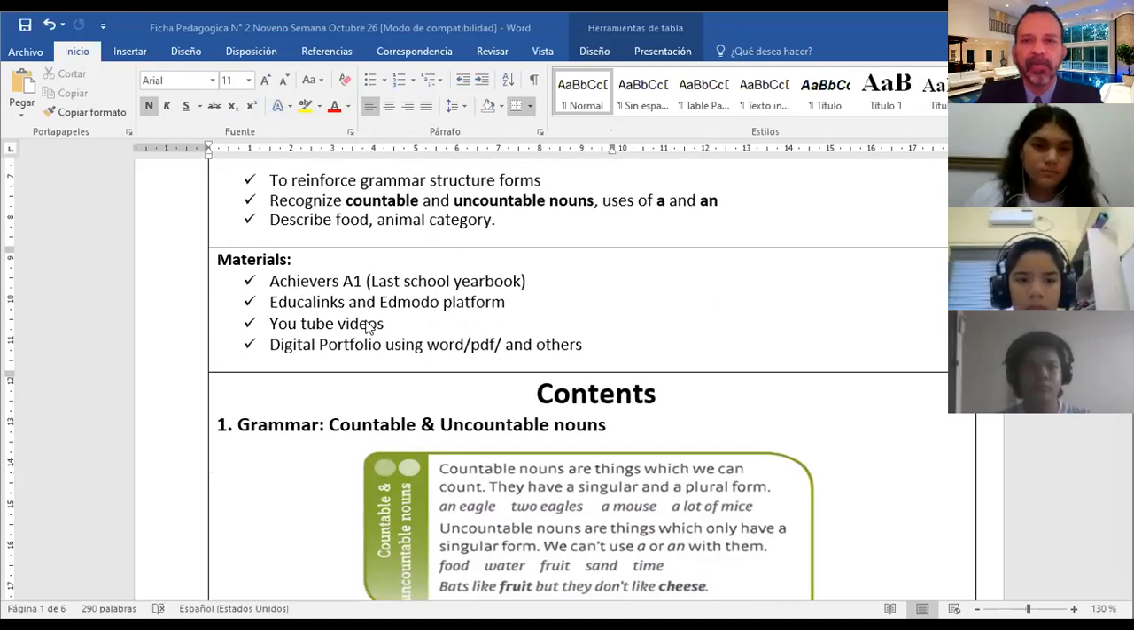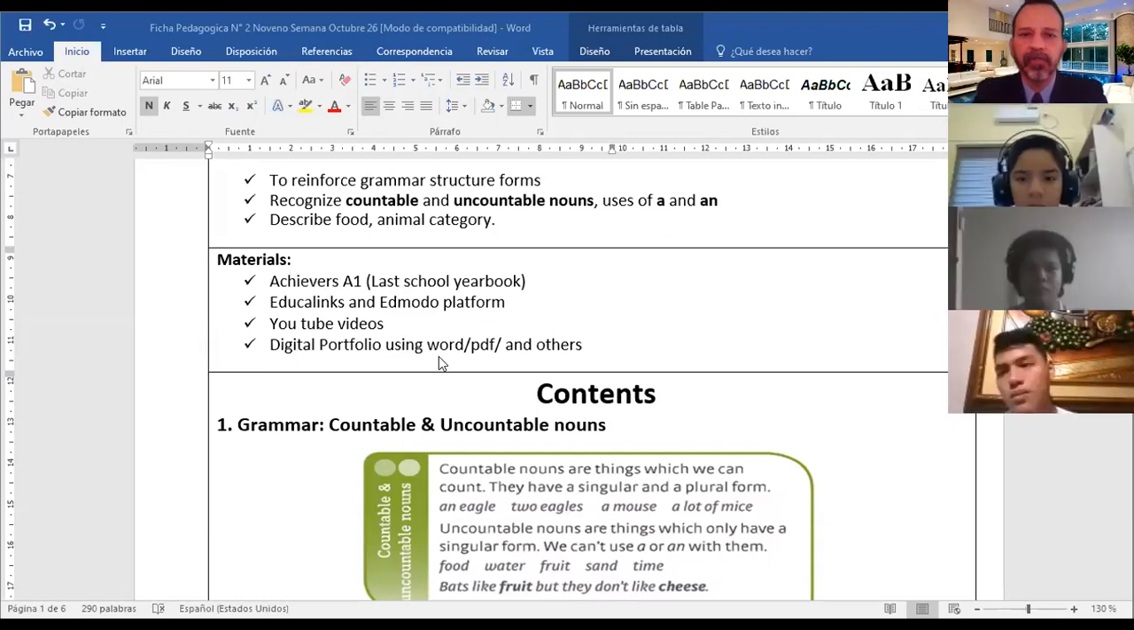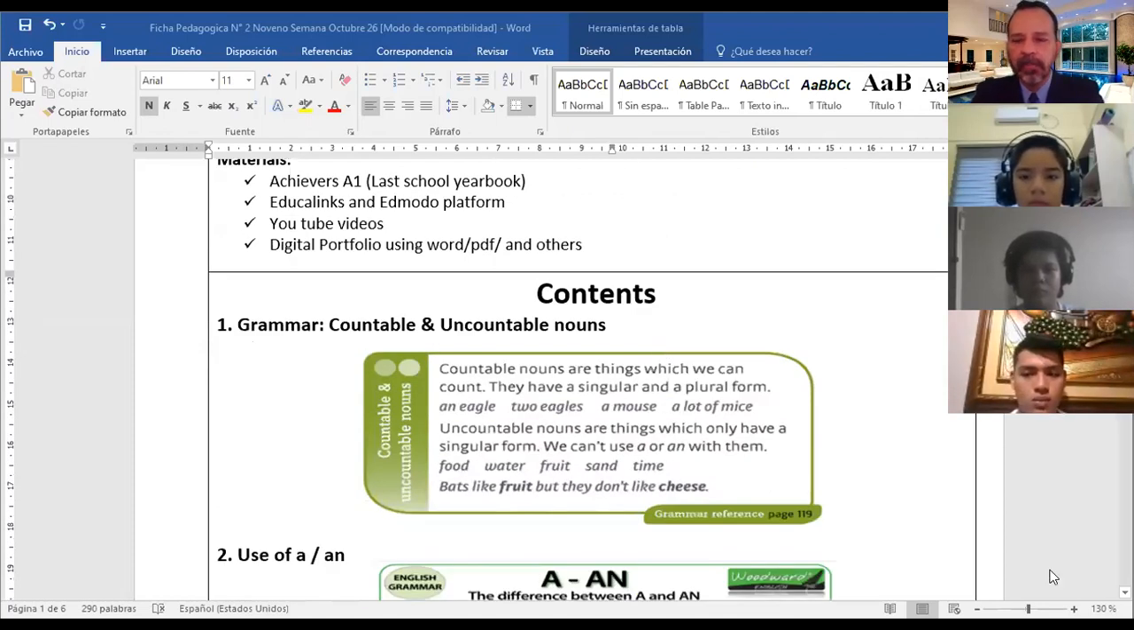And Miss Galvez, let's continue. These are the materials. Please read the materials you're going to use. Achievers A1, last school year book. EducaLinks and Edmodo platform, YouTube videos, digital portfolio using Word, PDF, and others. Thank you very much. Remember, Achievers A1, the book that you used last year, EducaLinks and Edmodo platform, YouTube videos and digital portfolio using Word, PDF, and others. Okay, let's continue with contents, okay?